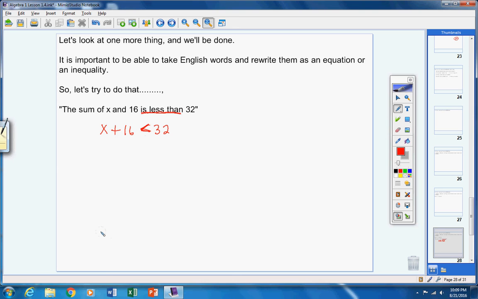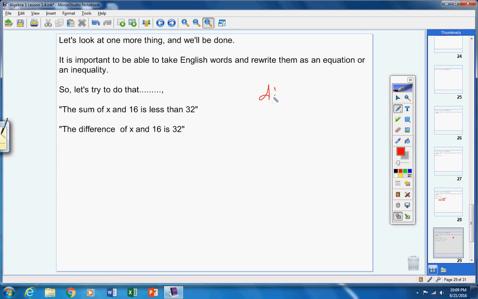I'm going to move on. If you got to back it up and watch it again, then back it up and watch it again. Copy this in your notes, please. The difference of x and 16 is 32. Please copy that in your notes.